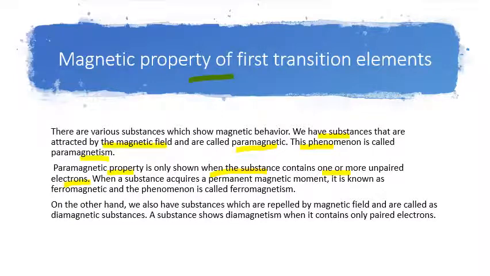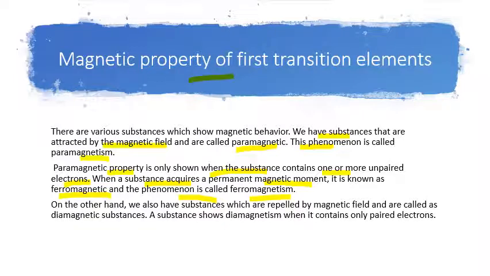And when a substance acquires a permanent magnetic moment, even after the removal of the magnetic field it still shows attraction. Having a permanent magnetic moment, that behavior is called ferromagnetic. In the first transition series, iron, cobalt and nickel have this ferromagnetic behavior. The phenomenon is called ferromagnetism.